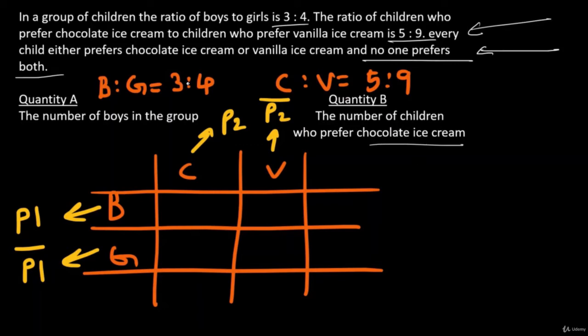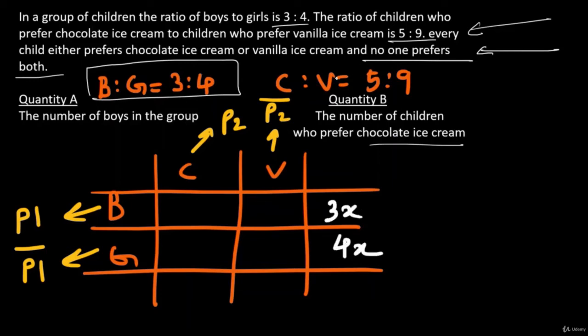Alright, now let's proceed. It's given that boys is to girls is 3:4. So the total number of boys, if I take that as 3x, then the total number of girls will be 4x. Now it's also given that chocolate is to vanilla is 5:9. So if I take the number of children who prefer chocolate ice cream as say 5y, then the number of children who prefer vanilla ice cream will be 9y. Now over here, the total will always be the same, right? If you add the boys and the girls, you will get the total. And if you add 5y and 9y, again, you will get the total.